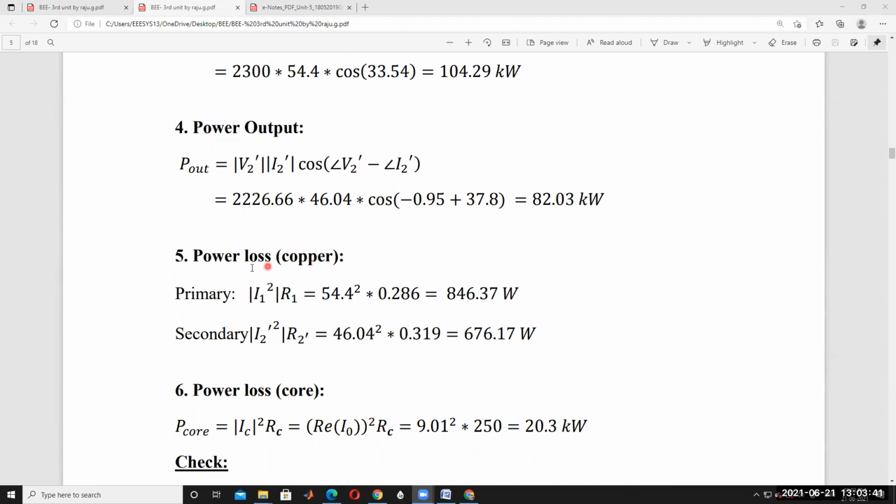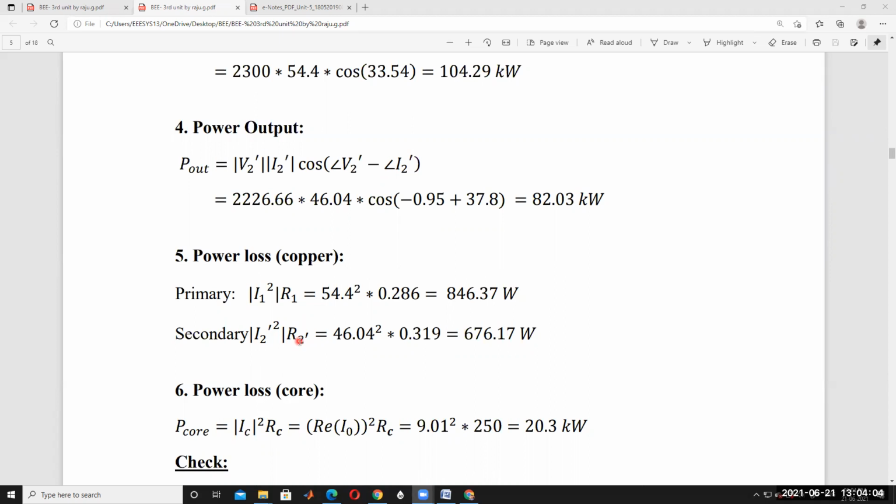Power loss: primary side I1 square into R1, the copper loss because of winding resistance. That's why I1 square into R1. Secondary side I2 square into R2 dash. You know these parameters on the secondary side: I2 dash square into R2 dash, otherwise I2 square into R2.